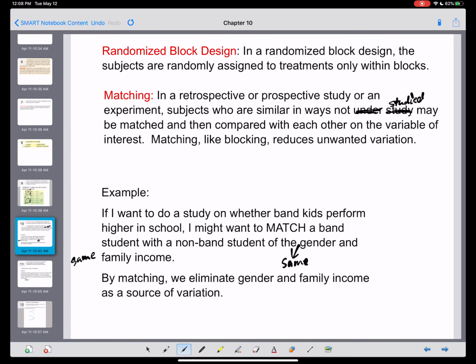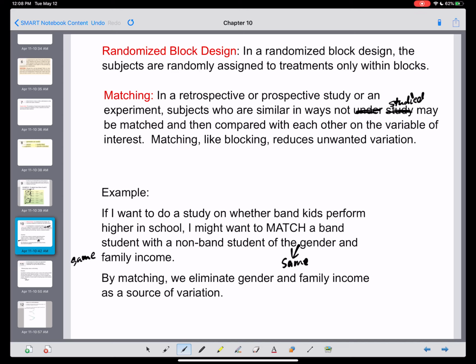Randomized block design. In a randomized block design, the subjects are randomly assigned to treatment only within blocks. So you're blocking randomly, not by a property. In a retrospective or prospective study or an experiment, subjects who are similar in ways not studied may be matched and compared with each other on the variable of interest. Matching, like blocking, reduces unwanted variation.